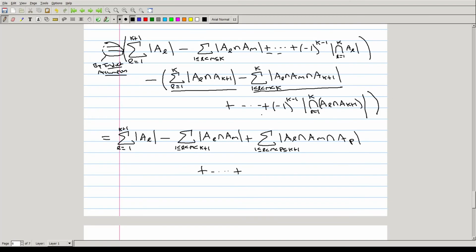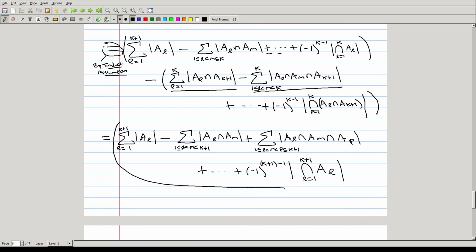which is going to be negative 1 to the k minus 1, which is negative 1 to the k, or k plus 1 minus 1, times the intersection from L equals 1 to k plus 1 of all of the sets from 1 to k plus 1, because k plus 1 is included in each one of these intersections, so this is really just the intersection of all k plus 1 sets.